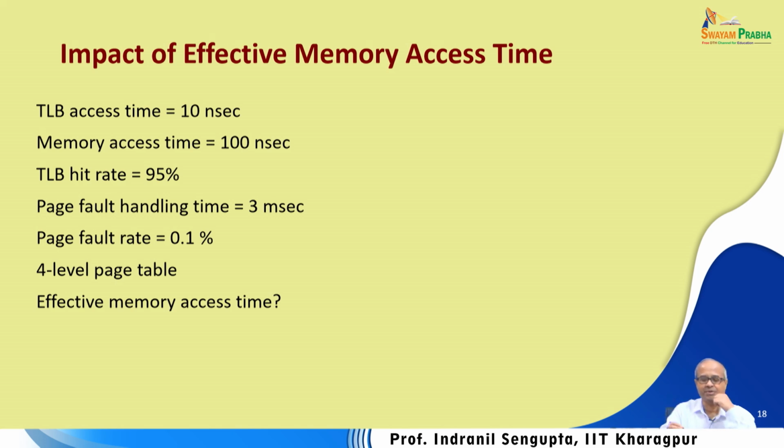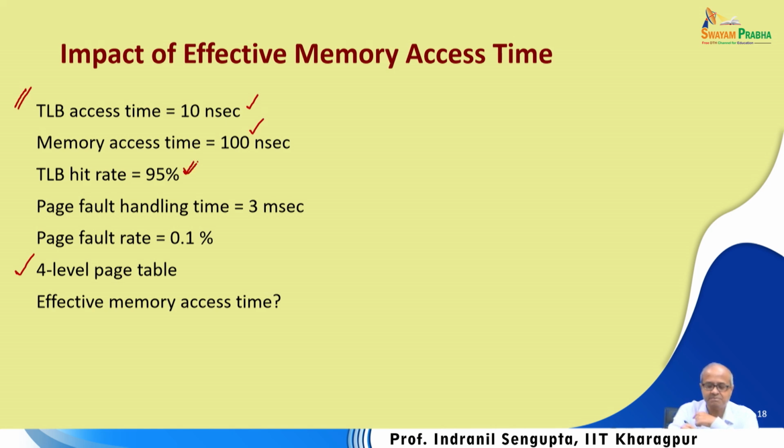Let us take a simple problem. Let us say we have a 4 level page table, there is also a translation look aside buffer, TLB. Some of the recently used pages are loaded in the TLB, information about the pages. The TLB access time, let us say, is 10 nanoseconds, main memory access time is 100 nanoseconds.